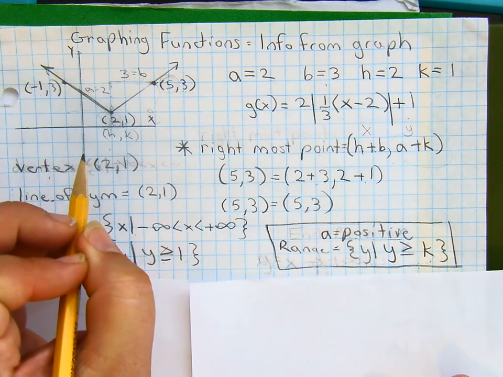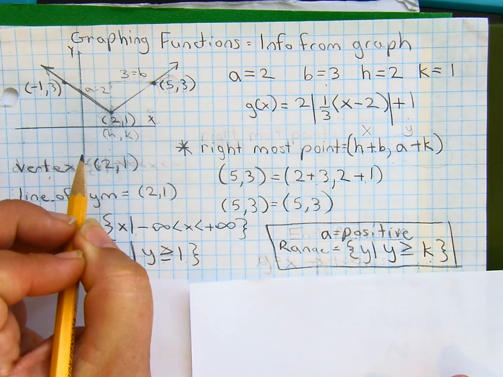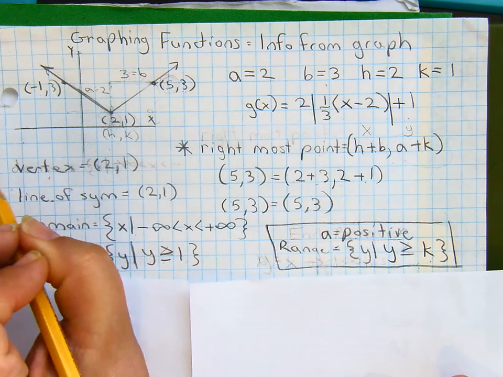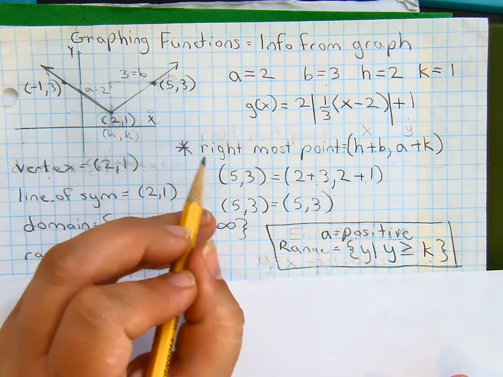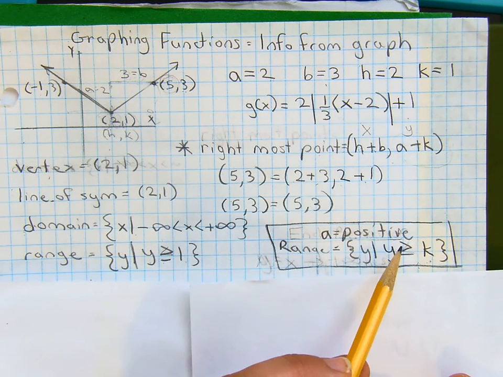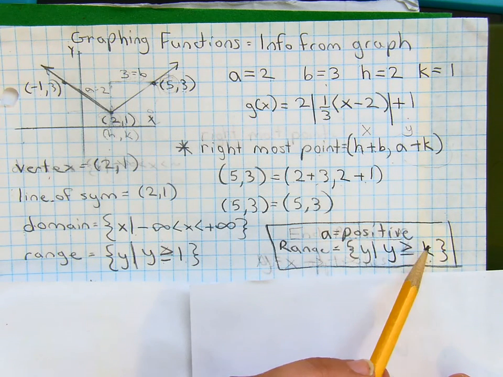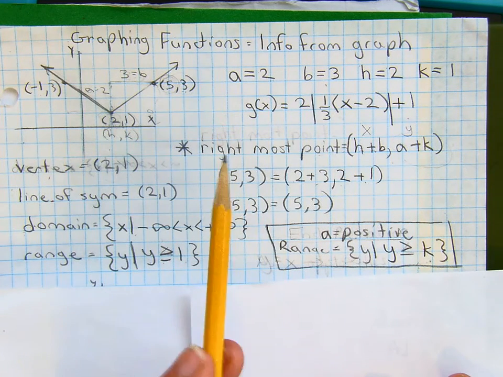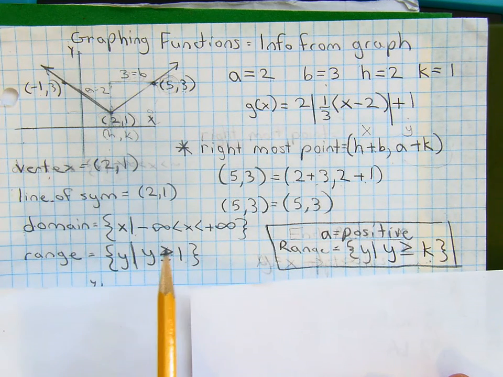But if I pick a value of y of -2, I miss the graph. It's not there. So as long as y is greater than or equal to the value of k, then that is what the range is going to be.